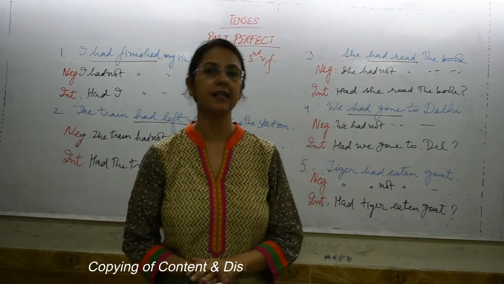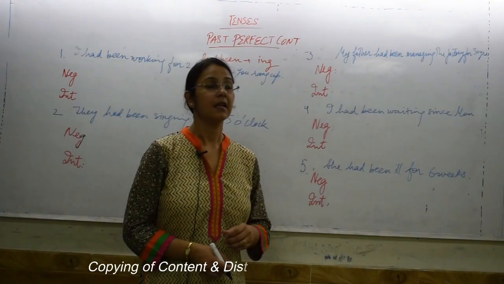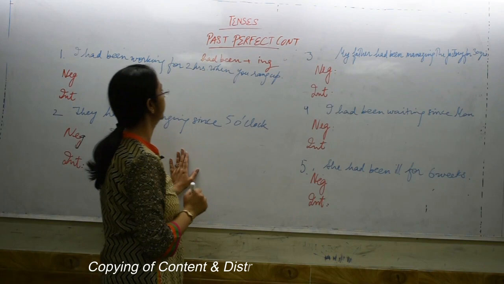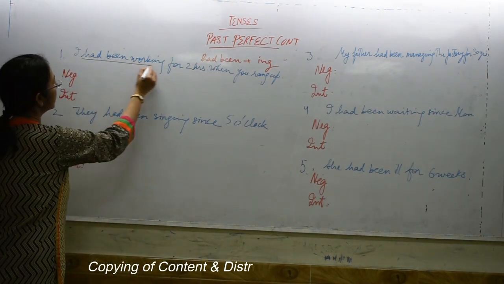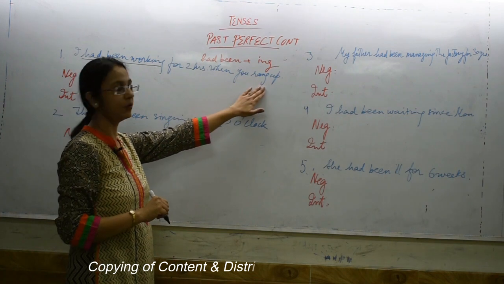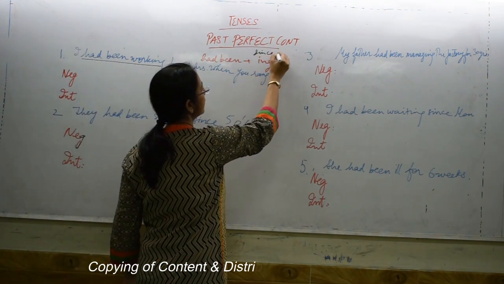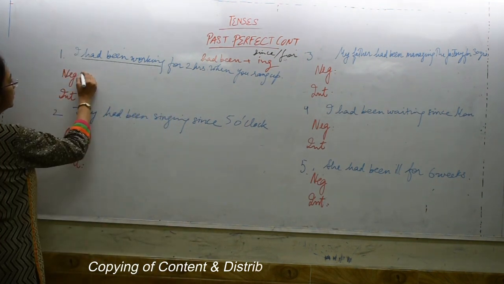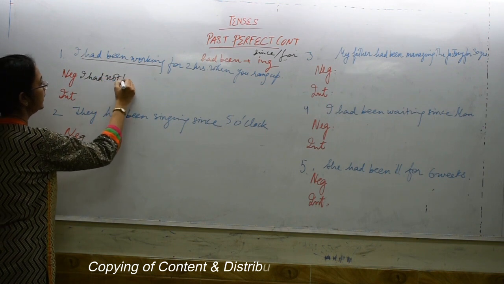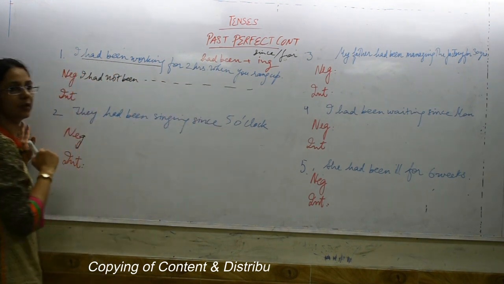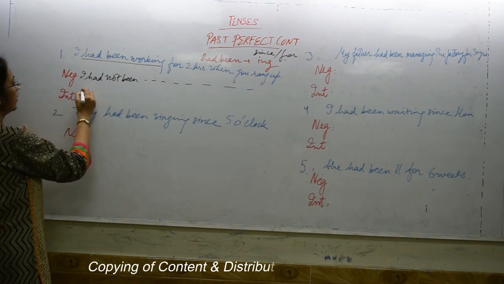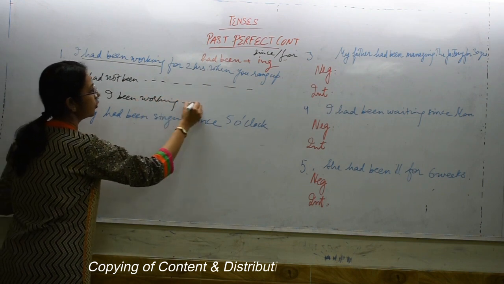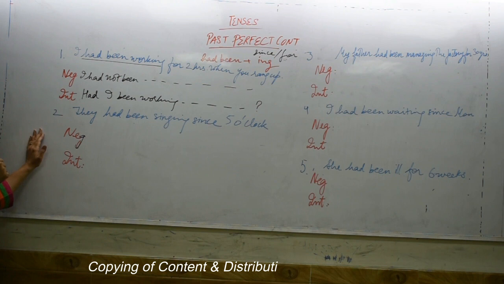Now past perfect continuous. In past perfect continuous, we use had been plus the ing form of the verb. Like, I had been working for 2 hours when you rang up. Since and for also come in this. Negative: I had not been working for 2 hours when you rang up. Interrogative: had I been working for 2 hours when you rang up?